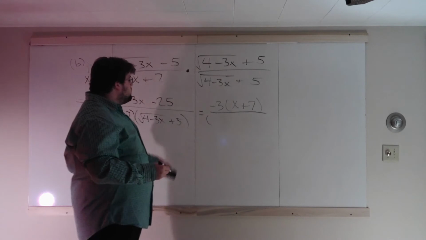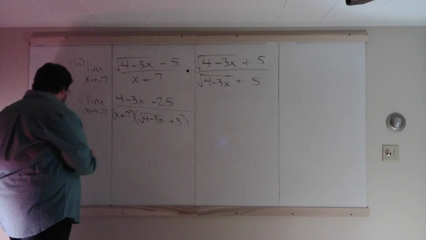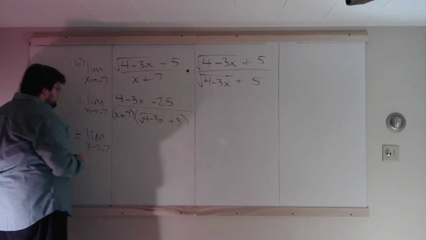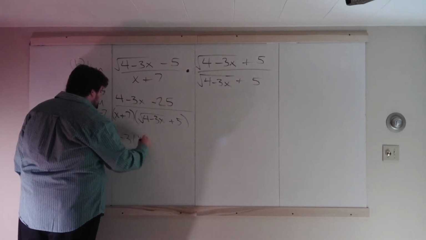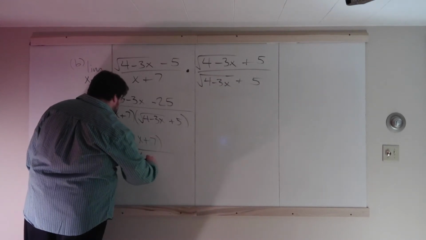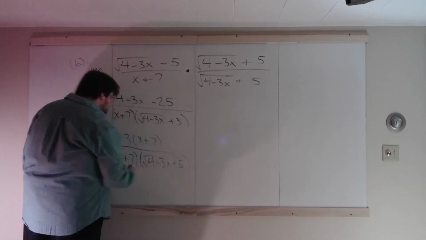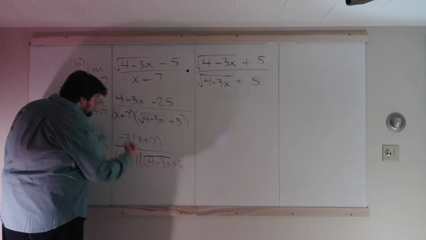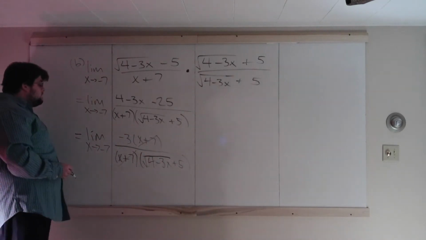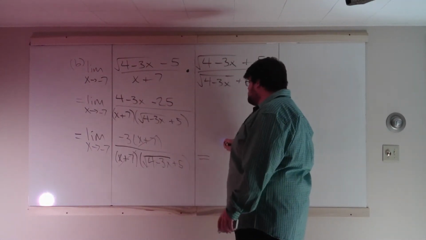And notice here what I just wrote is not correct because I need a limit. So I'm going to write this, I'll just go down over here. Equals the limit. We haven't taken a limit yet. x goes to negative 7. Negative 3 times x plus 7 all over x plus 7 times root 4 minus 3x plus 5. We still haven't done anything with the denominator. But now we have an x plus 7 and an x plus 7. So we can cancel them out. And now when we take the limit, we can just do a direct substitution.